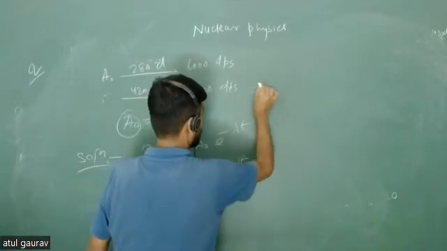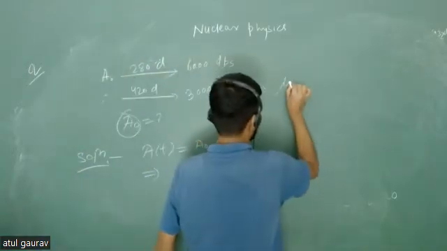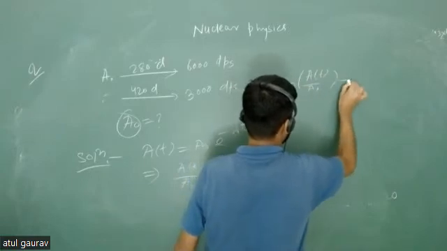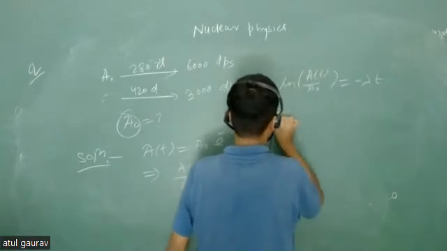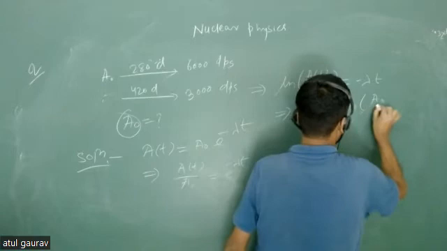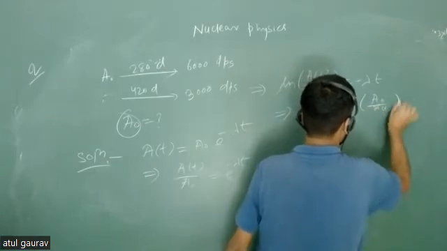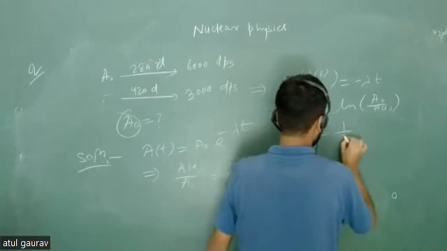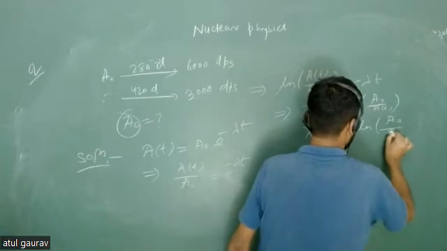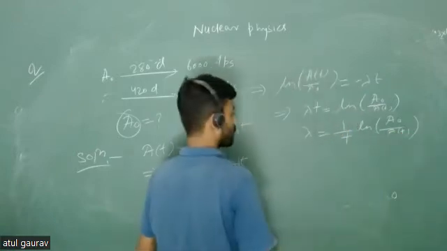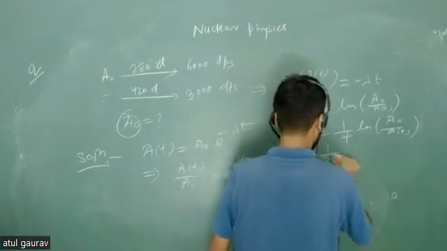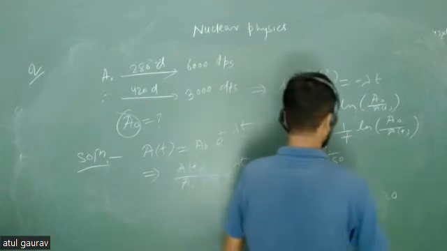Now if you take natural log, ln A_t by A naught will be minus lambda t. It means lambda t will be ln A naught by A_t. So lambda will be 1 by t, ln A naught by A_t. So after time 280 days, lambda will be, t will be 280. Let us write it in days itself.